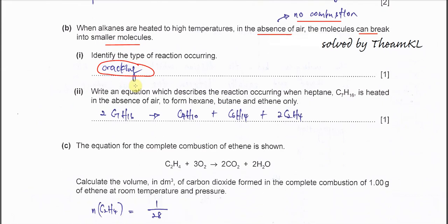Part 2. Write an equation which describes the reaction when heptane is heated in the absence of air to form hexane, butane, and ethene. So you just try to put the heptane to form these three and balance it. Butane, hexane, and ethene.